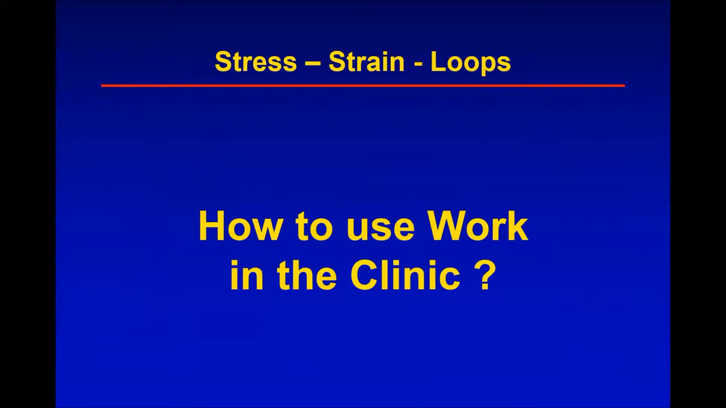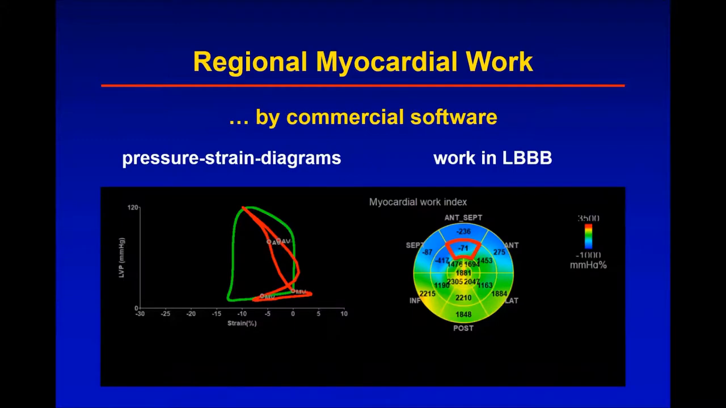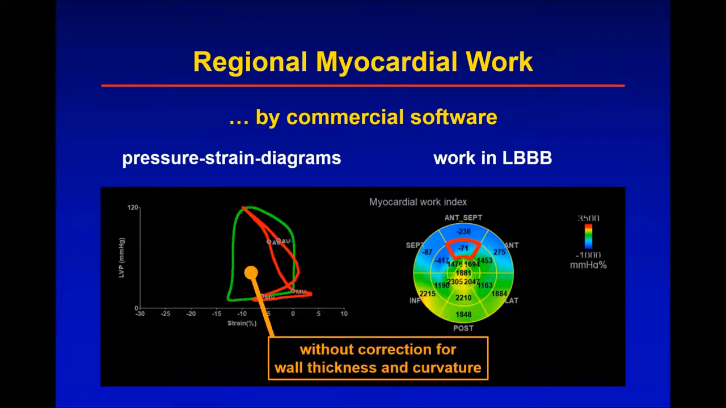Because this was all with extra software and extra calculations. Yes, we can also use that in the clinic. But we have to keep in mind that we are using just the strain and just the left ventricular pressure. We do not consider wall thickness or curvature. And in that sense, it's basically a strain which is weighted by the pressure. In other words, we look at the systolic part of the strain. And when we look at these loops that we can generate with the software, then we also see these typical patterns, but we have to keep in mind that they are not 100% correct. There are a lot of assumptions behind it, but still they work quite nicely.